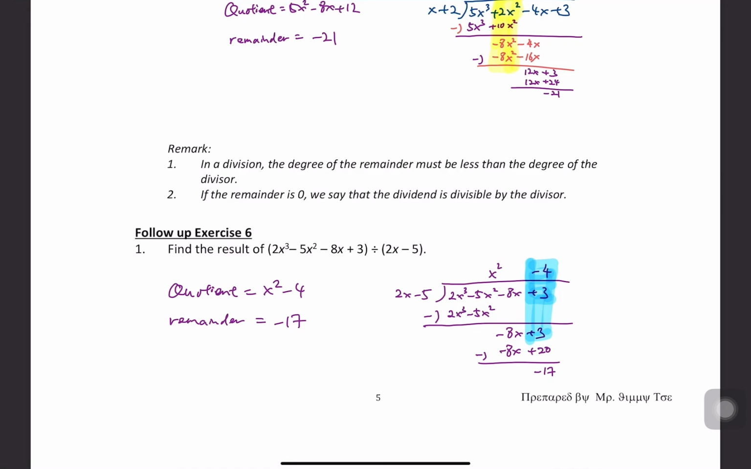Hope that after watching this video, you have the basic idea on the operation of the division of polynomials. And we'll do more exercises during the lessons.